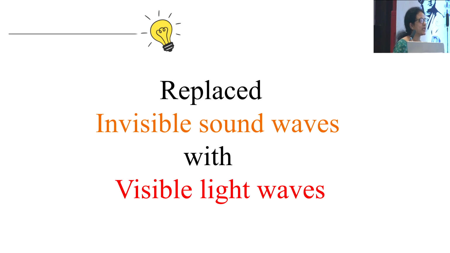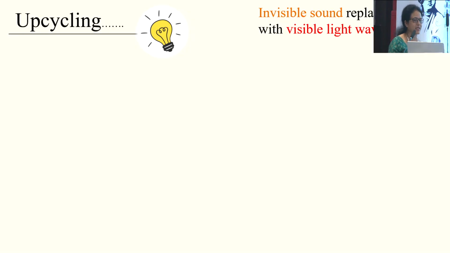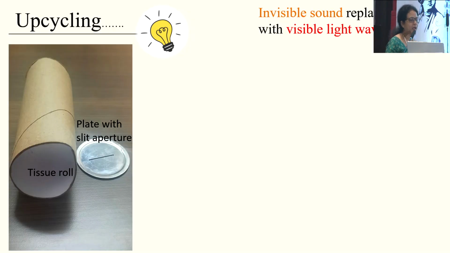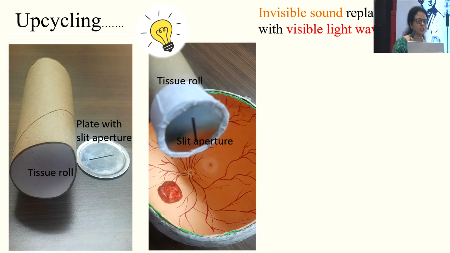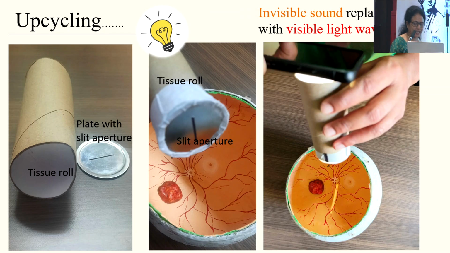So what we did was we replaced the invisible sound with visible light waves, and we started from scratch. I took a tissue roll, and I took this plate with a little aperture which you would find in an Indian kitchen. We put it together and got this slit illumination. All you need is a source of light, a tissue roll, and a slit aperture, and you get the slit illumination. Now, understanding the different techniques of B-scan, how to hold the probe for a longitudinal or transverse scan, and which part of the retina is being scanned during this technique becomes very easy to understand.